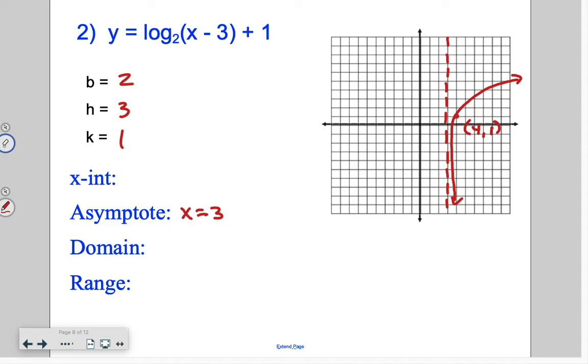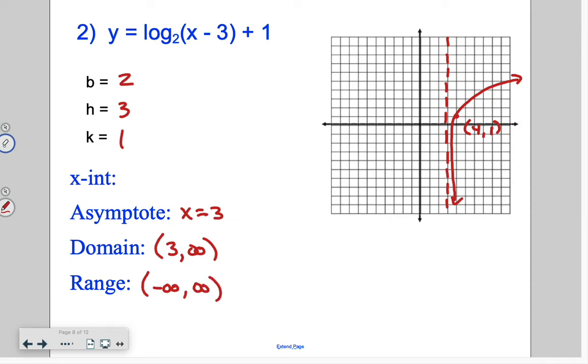Let's fill in the quicker ones, and then we'll come back to the x-intercept and add one more point to our graph. What's the domain of this one? 3 to infinity again. Greater than 3. So the domain is from 3 to infinity. Range? All real numbers, always. Negative infinity to positive infinity. All right, so we've got those filled in.